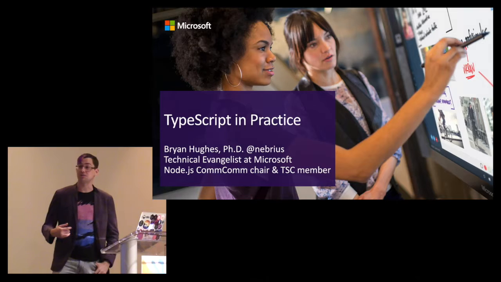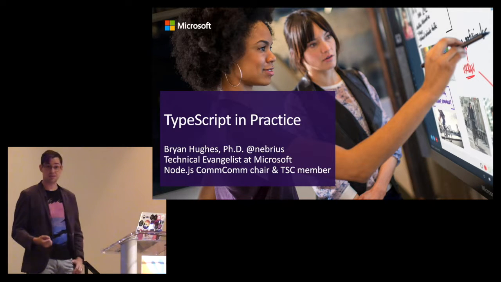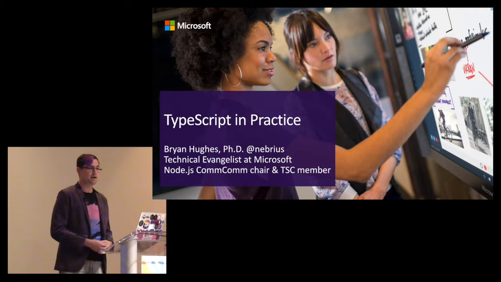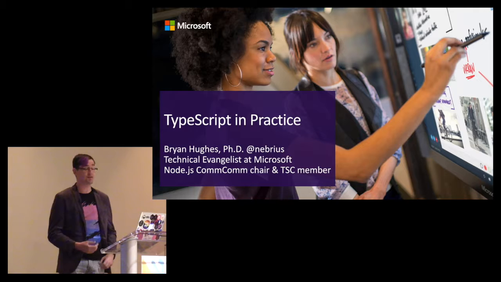My name is Bryan Hughes. I am Nebrius everywhere online, like GitHub, Twitter, all that kind of good stuff. And I'm a technical evangelist at Microsoft. I'm also really involved in the Node.js project. I'm on the technical steering committee there, and I'm the chairperson of the community committee. And I've been using TypeScript for about a year and a half now, so I've grown really fond of it, and I've learned a lot of lessons along the way.